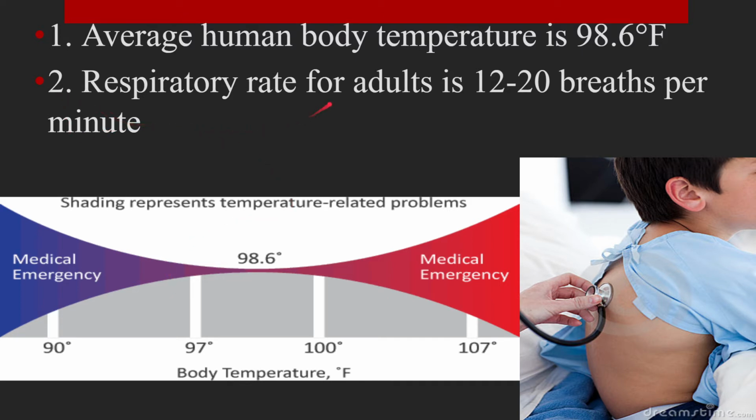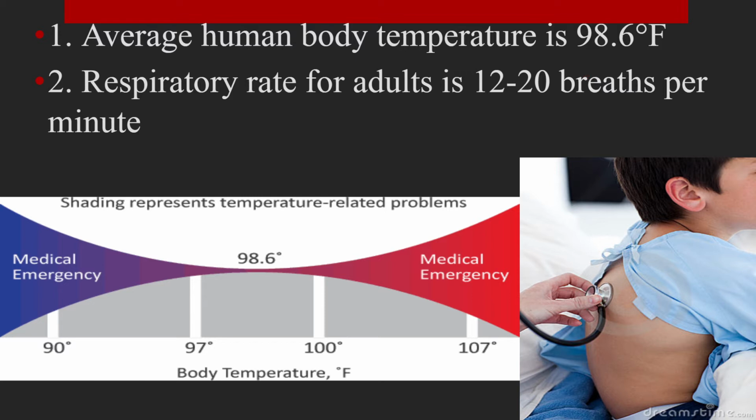The next vital sign that we check for is respiratory rate. So if you are an adult at rest, meaning you're just sitting around not exercising, your respiratory rate should be between 12 and 20 breaths per minute. If it's above 20 breaths, that means that you're short of breath. And that's weird because you haven't been exercising, right? This is your resting breathing rate.